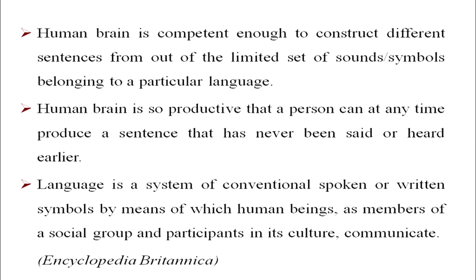The human brain is competent enough to construct different sentences from a limited set of sounds belonging to a particular language. The human brain is so productive that a person can at any time produce a sentence that has never been said or heard earlier. Language is a system of conventional spoken or written symbols by means of which human beings as members of a social group and participants in its culture communicate. This definition is given by the Encyclopedia Britannica.